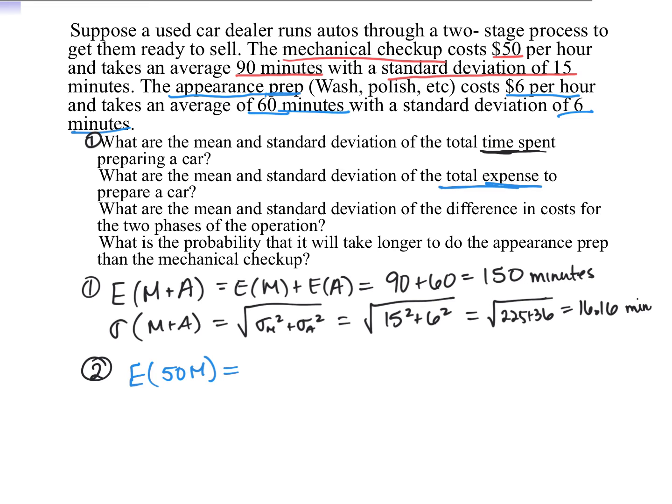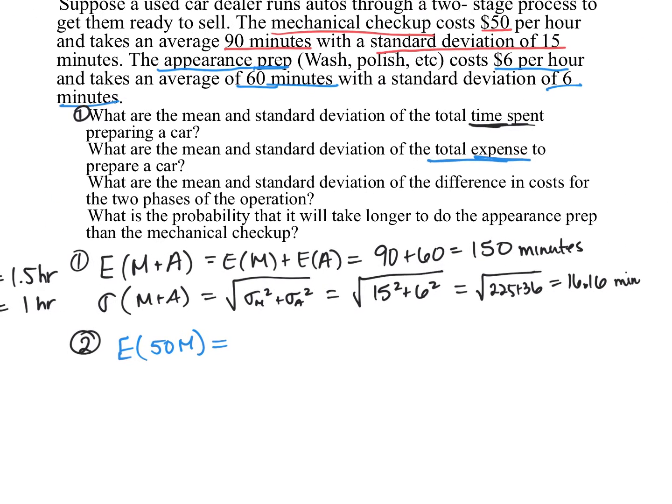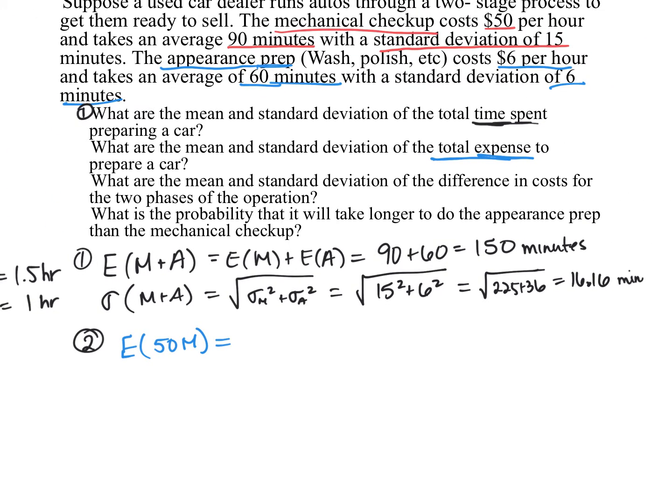90 minutes is how many hours? 1.5 hours, right? So 90 minutes, yes, is 1.5 hours. And 60 minutes is 1 hour. So you have to make sure your units are right so that you can do the calculations correctly. So it's $50 times 1.5 hours. So that's 50 times the expected value of M, which is 50 times 1.5, which is $75.